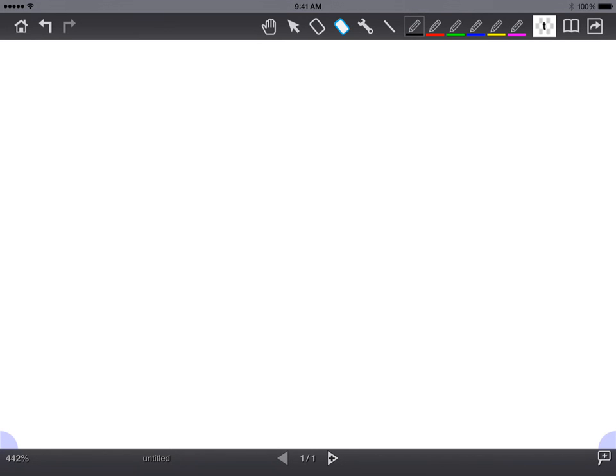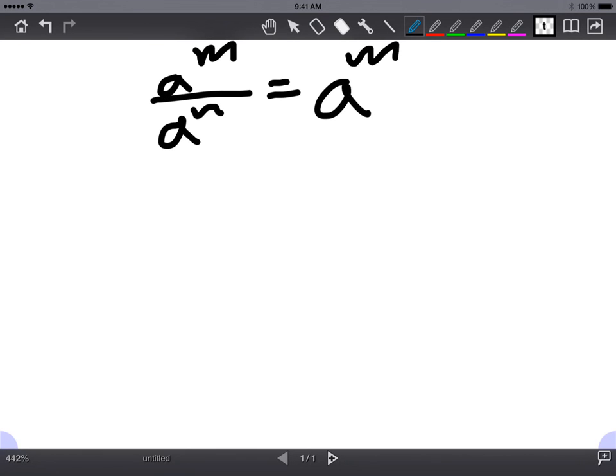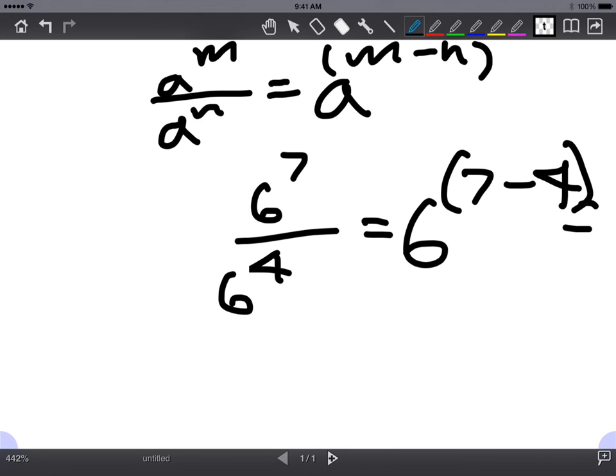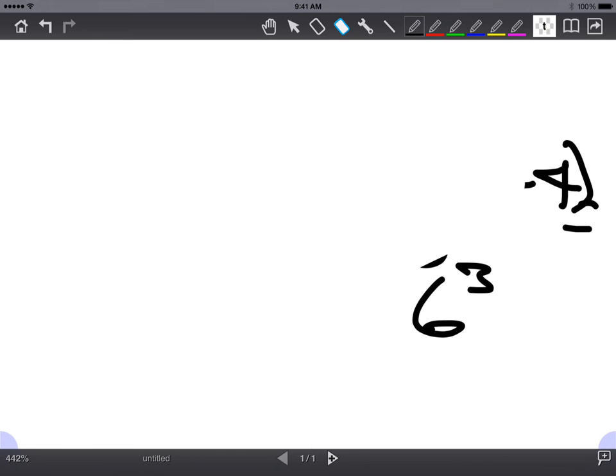Now we're on to our division properties of exponents. And basically this is if the quotient of two non-zero powers with the same base equals the base raised to the difference of the two exponents. So I'm just going to show you the equation, because you probably didn't understand that. Even I, when I started learning math, didn't get that. So a to the m over a to the n equals a to the m minus n. So now let me just do an example. 6 to the 7th over 6 to the 4th equals 6 to the 7 minus 4 equals 6 to the 3rd.